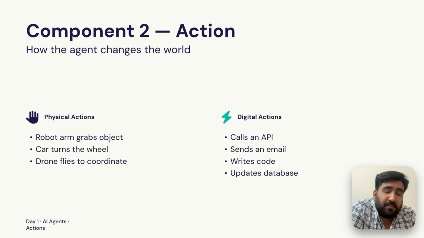Remember, the first 50% of the battle is getting the input signal clean. The next 30 to 40% of the battle is ensuring how the actions are designed, and once you do that, orchestration is the remaining 10% of the work that you will do.